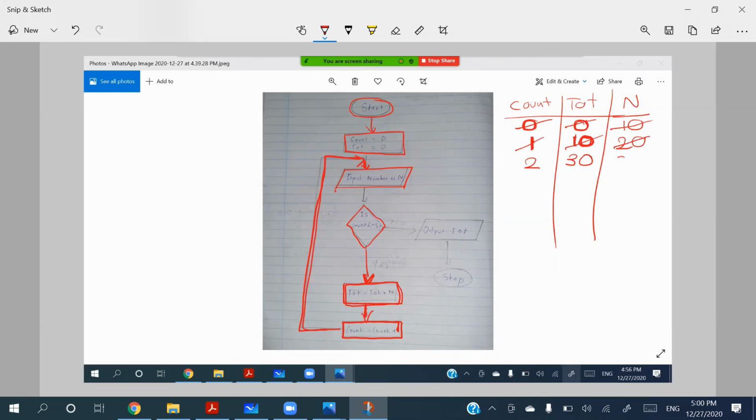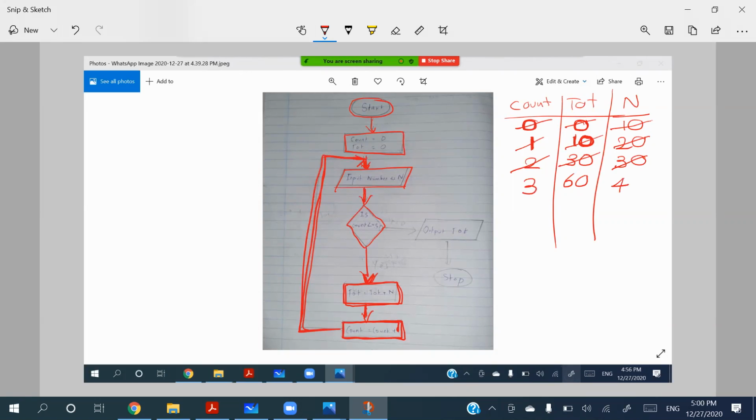Asking for another number. I'm giving 30. So checking the condition, count is less than or equal 5. It is less than 5 too. So total will be added with the n. So total is 30, what I have entered is 30. 30 plus 30 will become 60. So counter will increase by 1, so it will become 3. Then it goes up again and asks for another number.